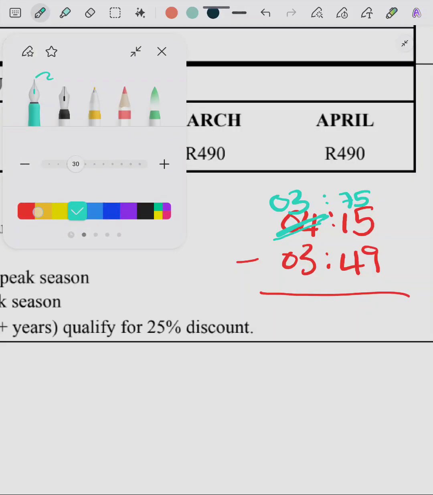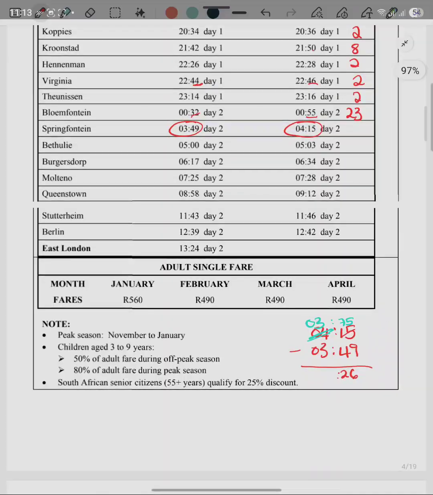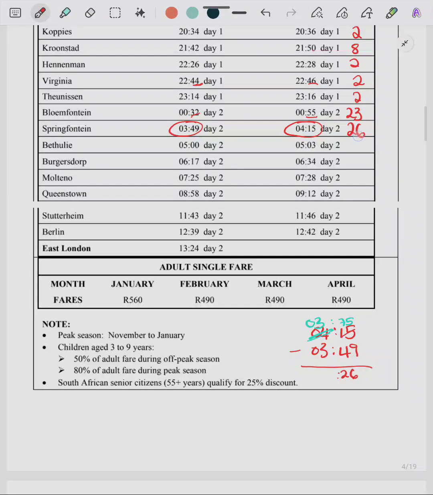And now it's a little easier because I can actually say, what is 75 minus 49? And 75 minus 49 is 26. 3 minus 3 is actually nothing. So I have 26 minutes in that stopover. Okay, so I'm going 26 over here. And we kind of keep going.